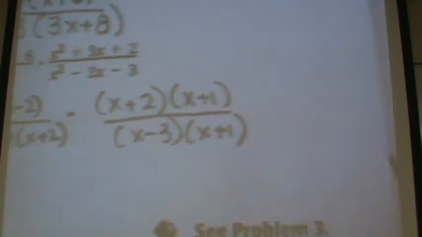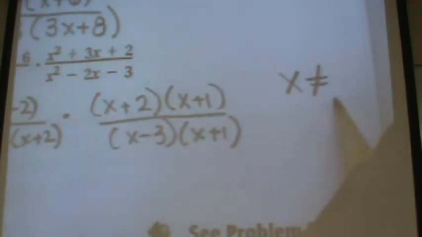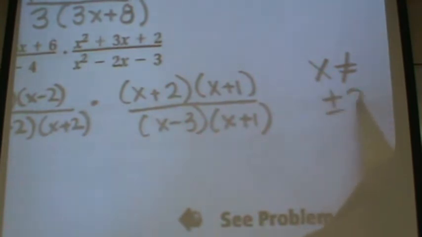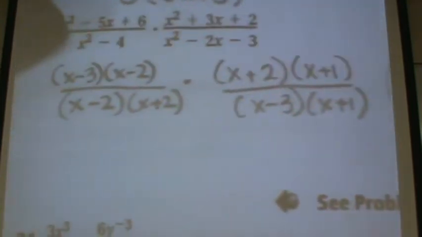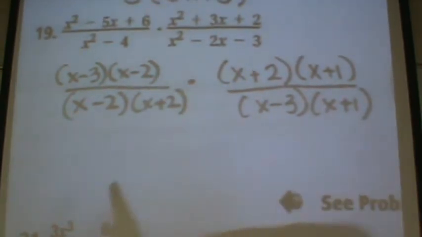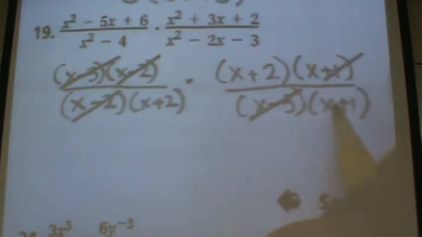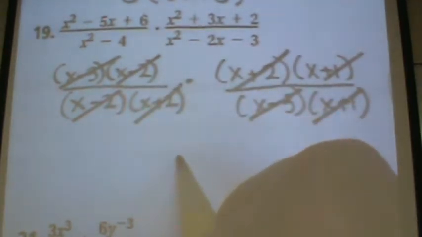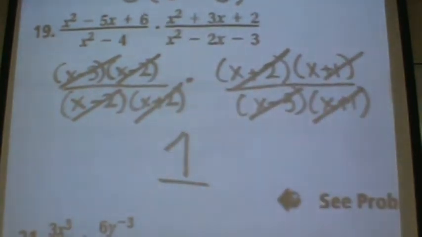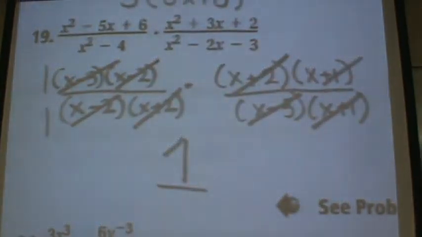X cannot be plus or minus 2, 3, and negative 1. These are my restrictions. Now what cancels? X minus 3. X plus 2. What's the answer? That's not 0. Why would it be 1? Because anything over itself is a 1.